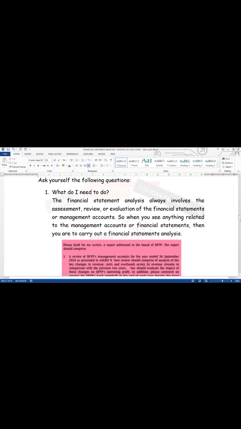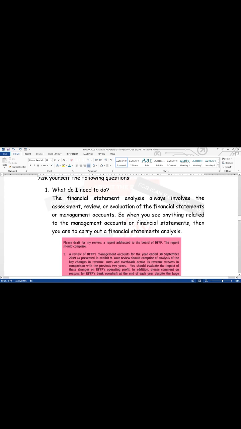So the first one is, what do I need to do? Ask yourself, what are they asking me to do? Financial statement analysis always involves the assessment, review, or evaluation of the financial statement or management account. And like I said, a management account is basically an account that has not been audited. So when you see anything like review, assess, evaluate financial statement or management account, that is basically a financial statement analysis, right?